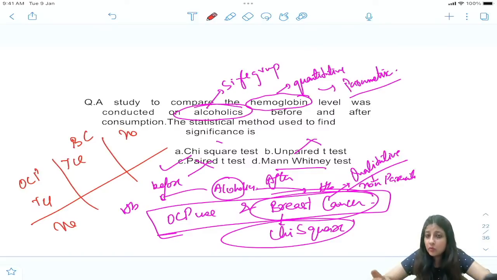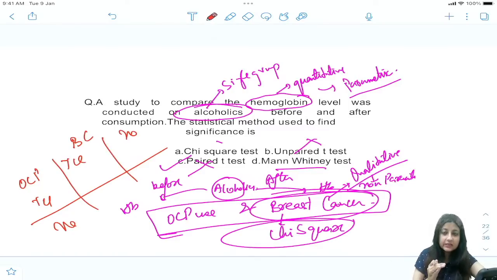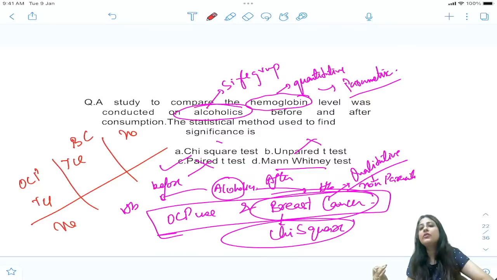This topic needs more questioning and listening, but since the exam is very near, I've just tried to give you a gist of how you will interpret the t-test, paired, unpaired, and how you are going to interpret the chi-square test, because that is what comes in your exam, okay?